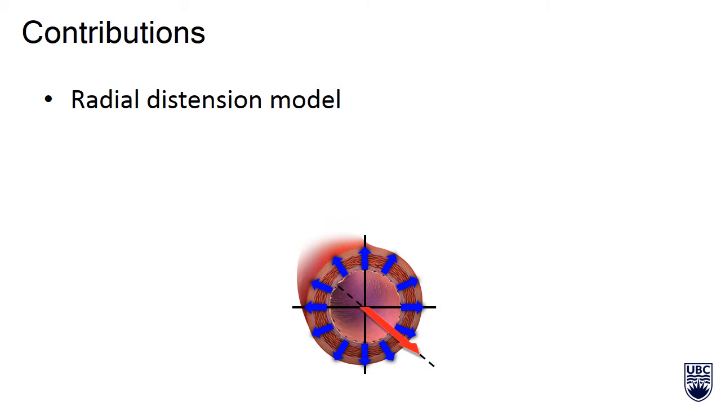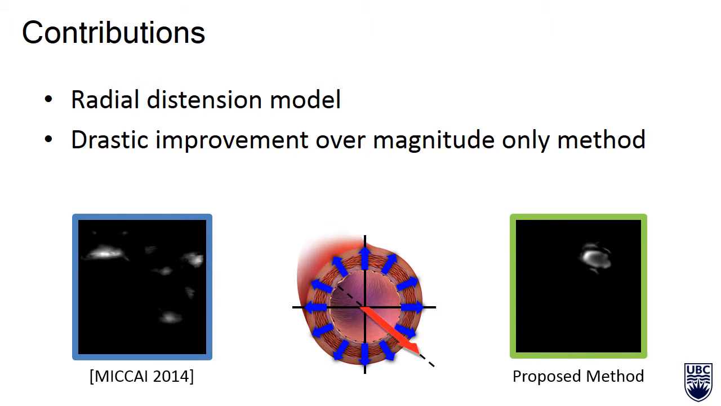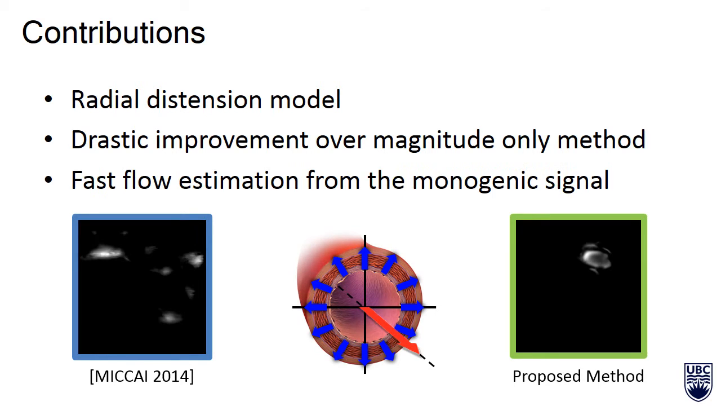In conclusion, we have shown that by estimating the local motion vectors, we can model the radial distension of vessels more accurately, and that this model yields more accurate segmentations compared to our old approach. Furthermore, by reconstructing the monogenic signal, we can approximate the local motion vectors with negligible change in the runtime of our method.